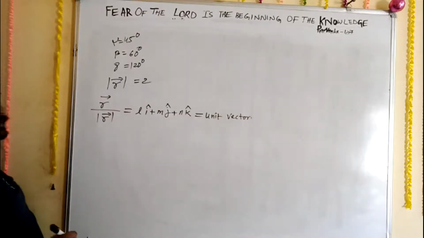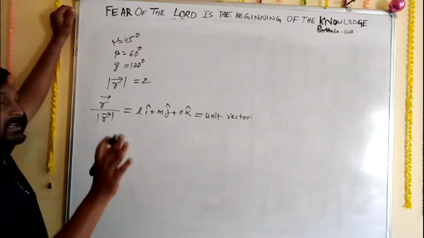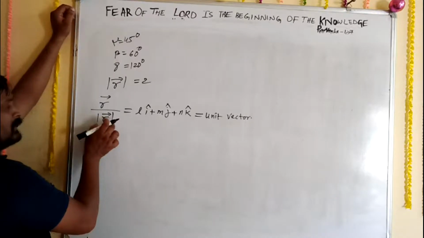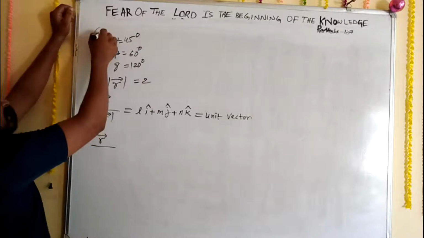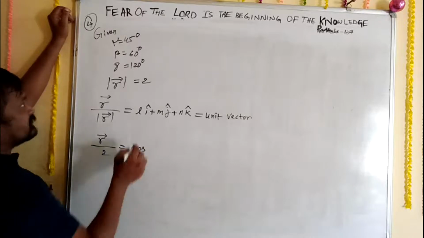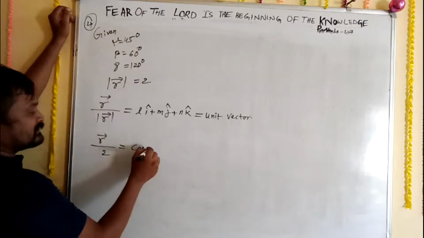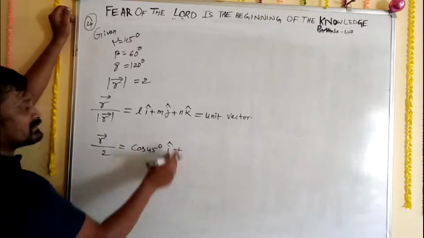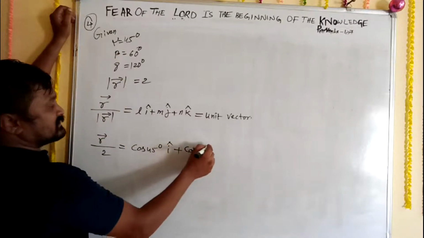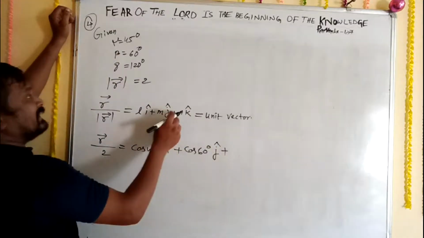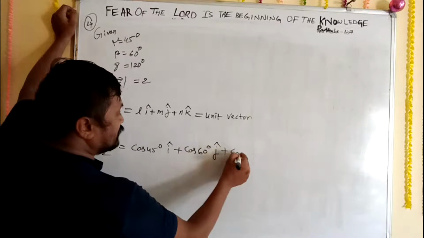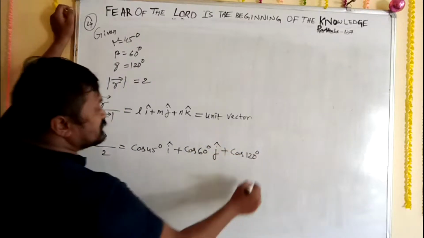Okay. So unit vector. Now how to solve this? Observe carefully now, everyone. The r vector, as it is, right? The modulus of the vector given in your question is 2. This is all given. You know that cos alpha, so alpha here is 45 degrees. So cos 45 degrees i cap, plus m is nothing but cos beta. That means beta is 60 degrees. So cos 60 degrees j cap, plus n is nothing but cos gamma. Gamma is 120 degrees. So here cos 120 degrees k cap.